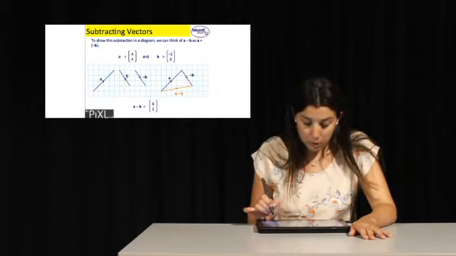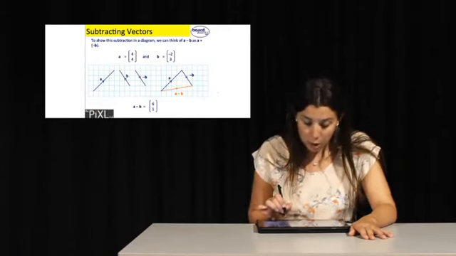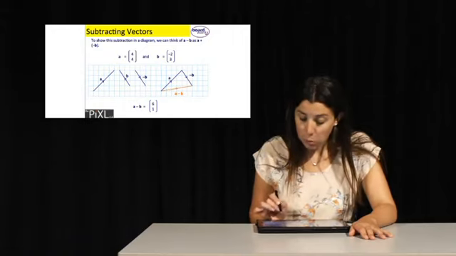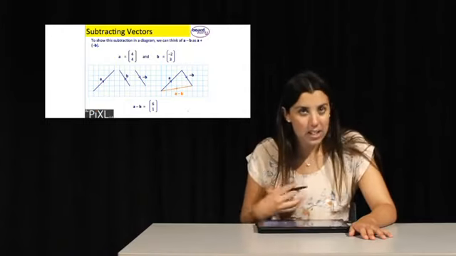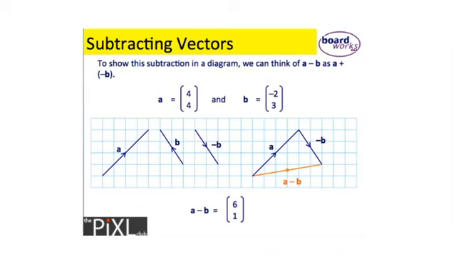Subtraction is very similar. We're going to have a look at this subtraction here of A take away B. To show this subtraction in a diagram, we can think of A take away B as A add, that's followed, by the negative of B. So from here, we would travel through A, adding the negative of B. The negative of B, because this vector, B, is going in this direction, and we need to go in the other direction. So this is why here we have our negative.